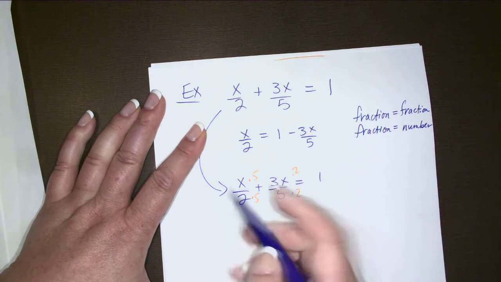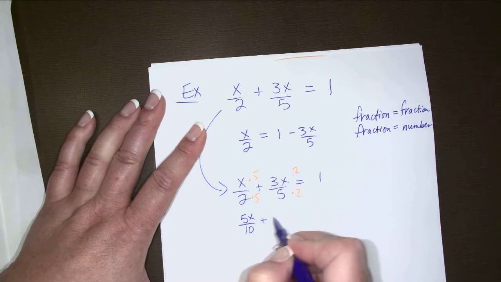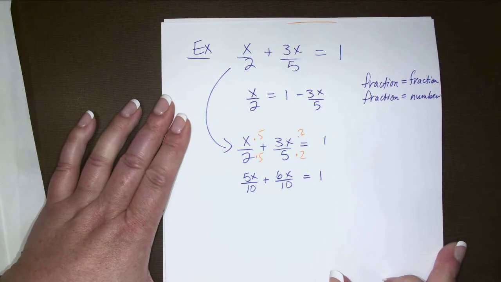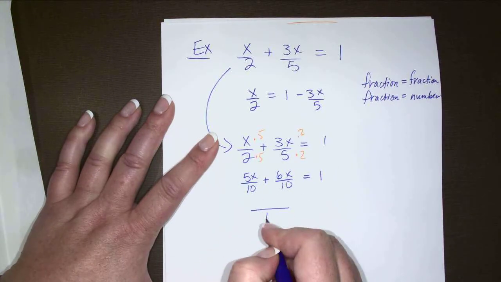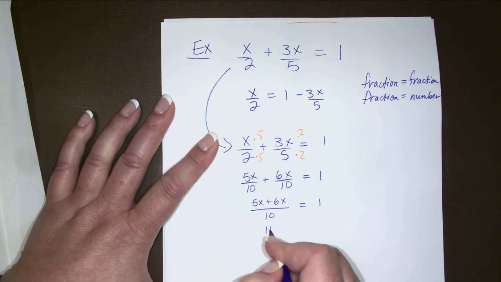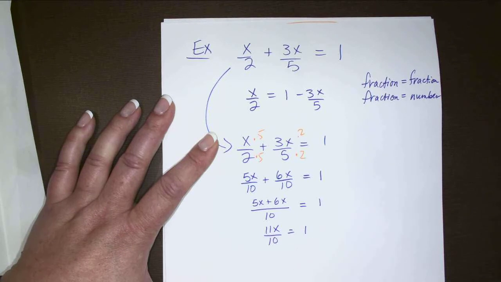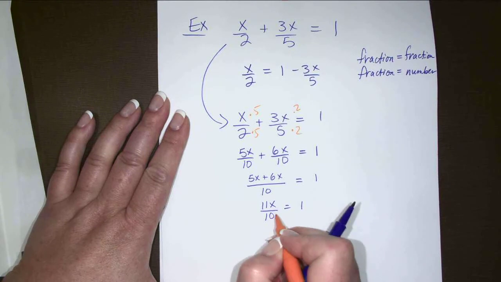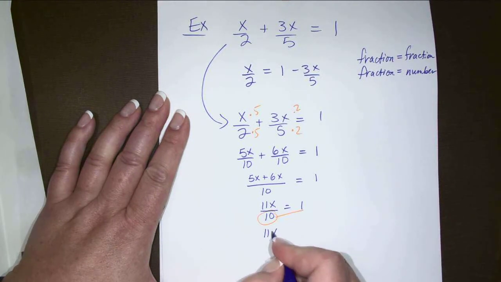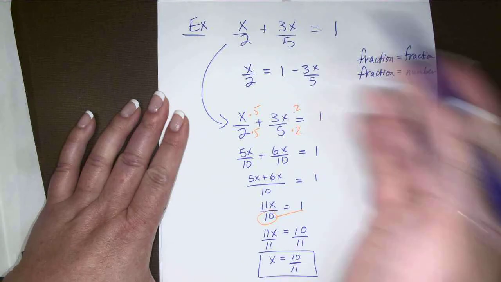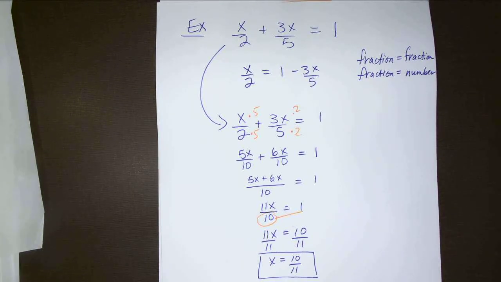So we'll get 5x over 10 plus 6x over 10. Remember to write the other side. So you're just simplifying this. Then we have a common denominator. We write it over 10. 5x plus 6x, which is 11x over 10 equals 1. And then cross multiply. 10 times 1, 10. Divide both sides by 11. And because there was no radical in the beginning, we don't need to check our answer, although checking will make sure you didn't mess it up.